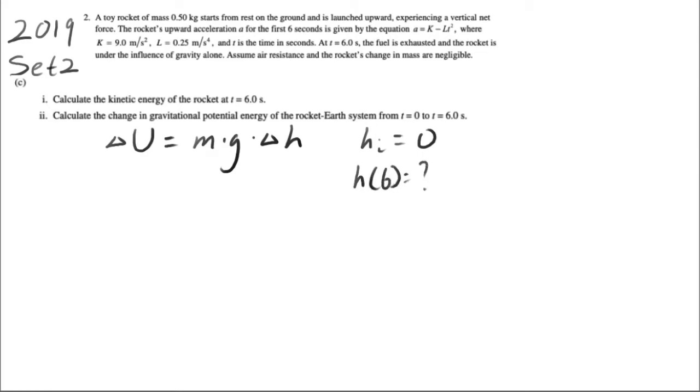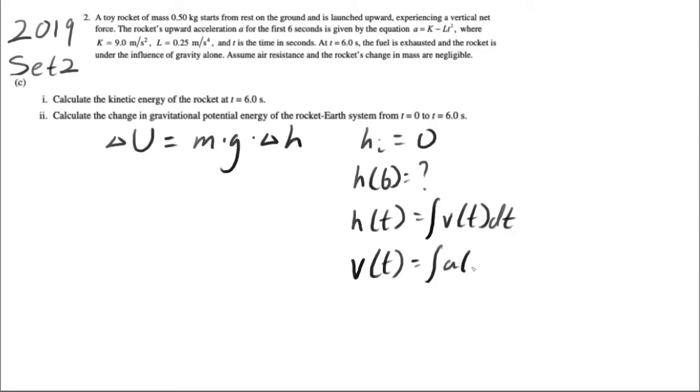And since there's things launching into the air and we have this acceleration equation, my mind immediately thinks to displacement, velocity, acceleration relationships. So the equation of h of t is the integral of v of t, and we know that v of t is equal to the integral of a of t. So in order to use this equation, we need to find the general equation of v of t.